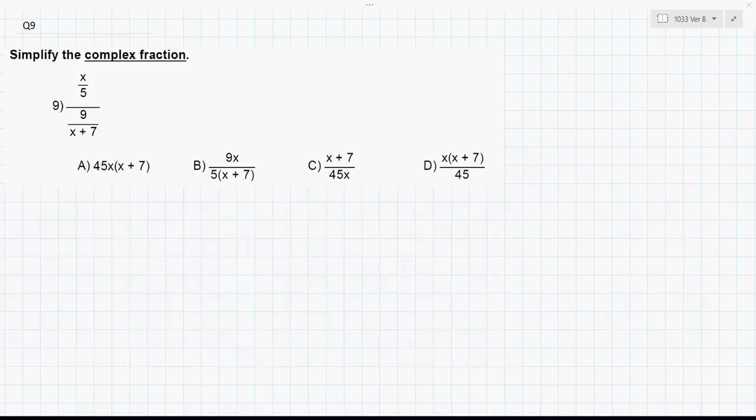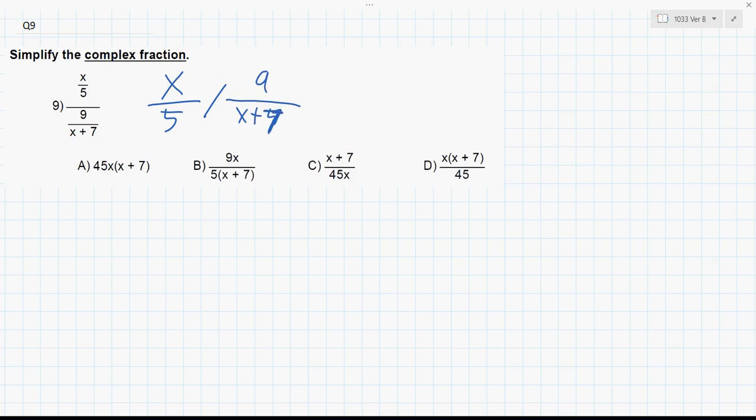Okay, simplify the complex fraction. Let's see how they want me to do that. We're going to simplify a complex fraction. We're going to have to multiply them. Okay, so if you remember when we were dividing fractions by fractions, this is a complex fraction, but it can also be looked at as if it was x over 5, division symbol, 9 over x plus 7.